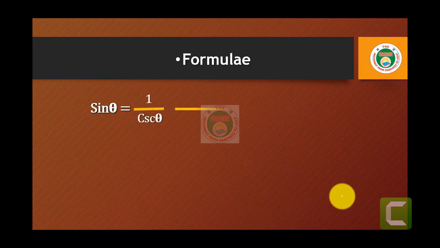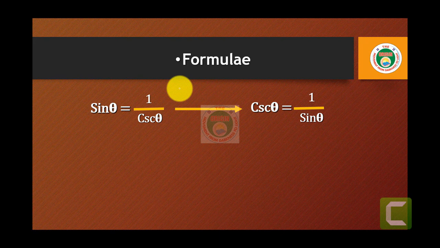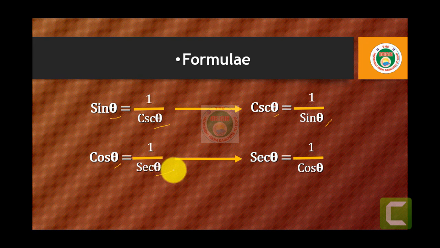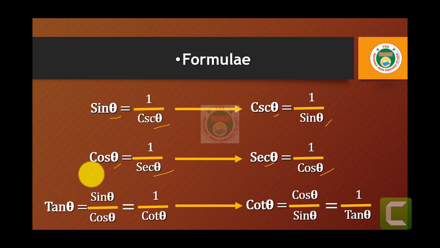In the second video, I explained the relationship between trigonometric ratios. Sin theta equal to 1 by cosecant theta, both are reciprocal of each other, and cosecant theta equal to 1 by sin theta. Cos theta equal to 1 by secant theta and secant theta equal to 1 by cos theta. Tan theta equals sin theta by cos theta, and also equals 1 by cot theta. Cot theta equals cos theta by sin theta, and also 1 by tan theta. These are the formulas that we discussed in the previous video.